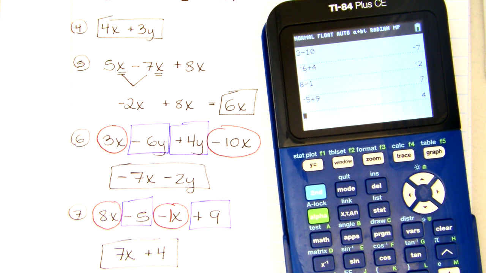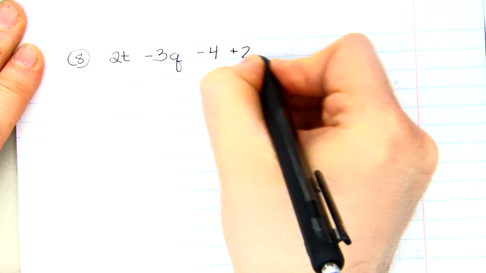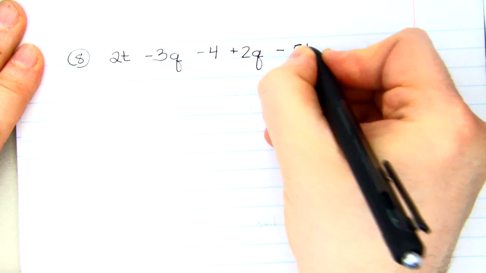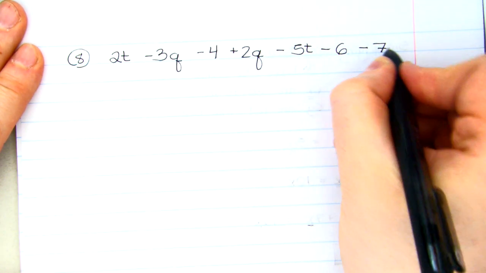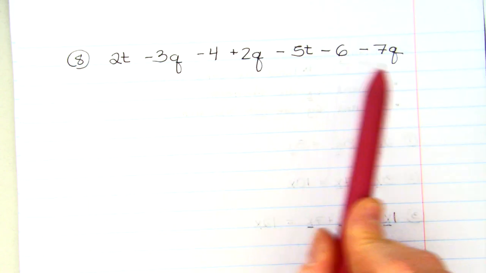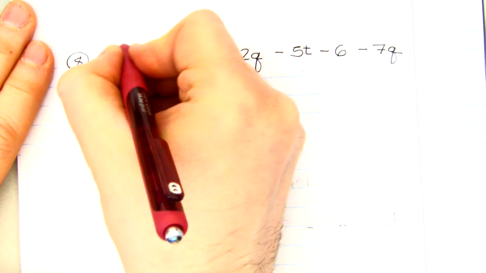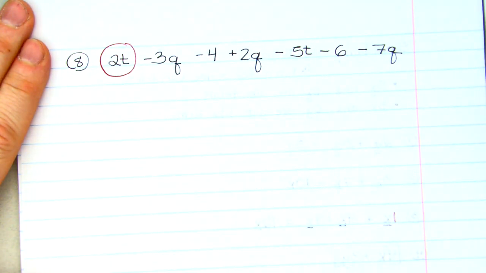Let me give you one about as difficult as they're going to get in IXL, and then I'm going to have you do some more practice in IXL with this. Let's try 2t minus 3q minus 4 plus 2q minus 5t minus 6 minus 7q. I think that's about as tough as these can get. You should notice that some of the terms have t's, some of them have q's, and some of the terms are just numbers by themselves. I'm going to start by picking out my like terms. I've got 2t. See if you can figure out the other things that are like terms with 2t.